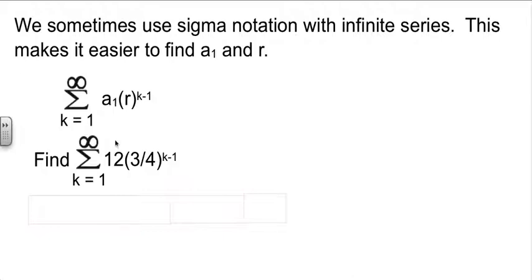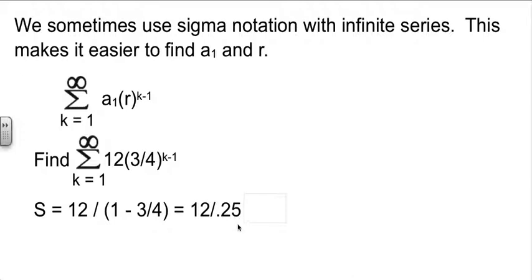A1, that tips me off to the first term. R tips me off right here where R is. So the first thing we have to do if we're going to find this sum, make sure R's in the zone. 3/4, that's between -1 and 1, that's good. Now we can plug into the S formula. 12 for A1 divided by 1 minus R. 1 minus 3/4 is 0.25. 12 divided by that gives me a sum of 48.